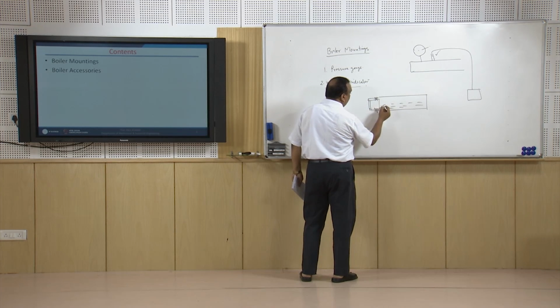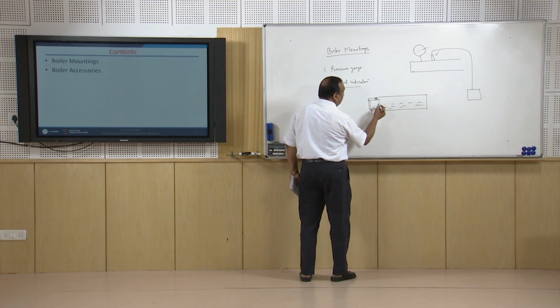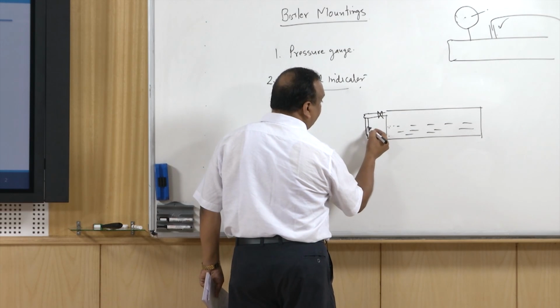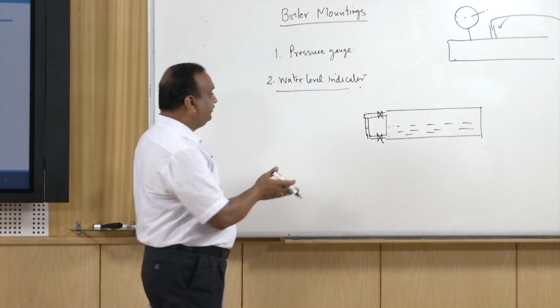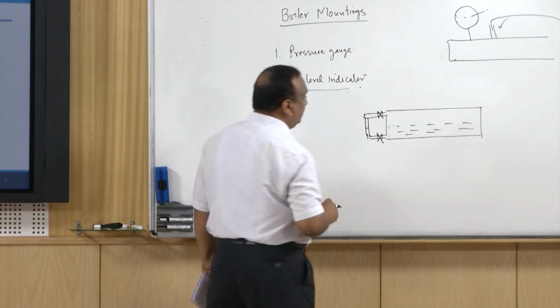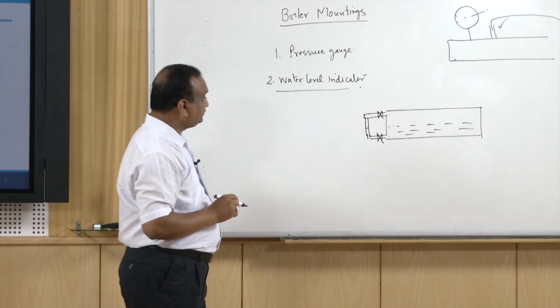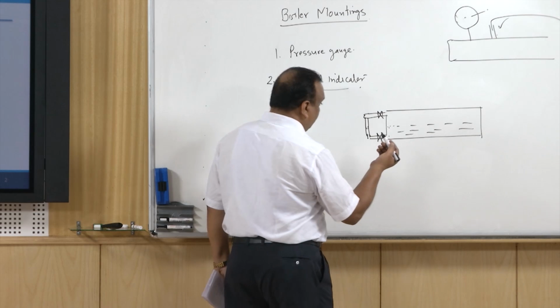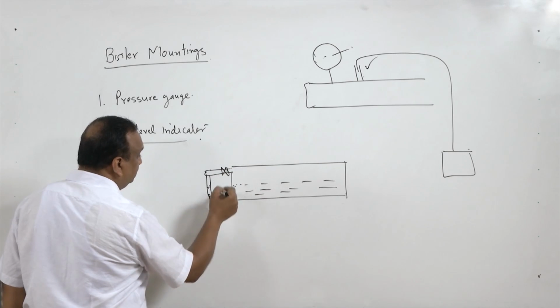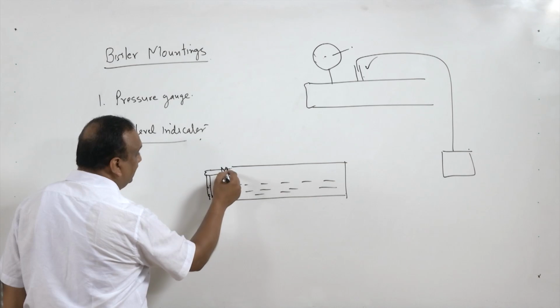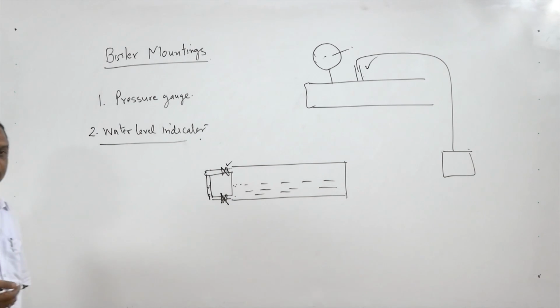So whatever level is there, because water will maintain its level, this level can be displayed here also, outside the boiler. So the operator can see the level of water inside the shell. This may not be working as long as the boiler is working. You may close these valves, and whenever you want to see the level, you can open them. This can also be done.